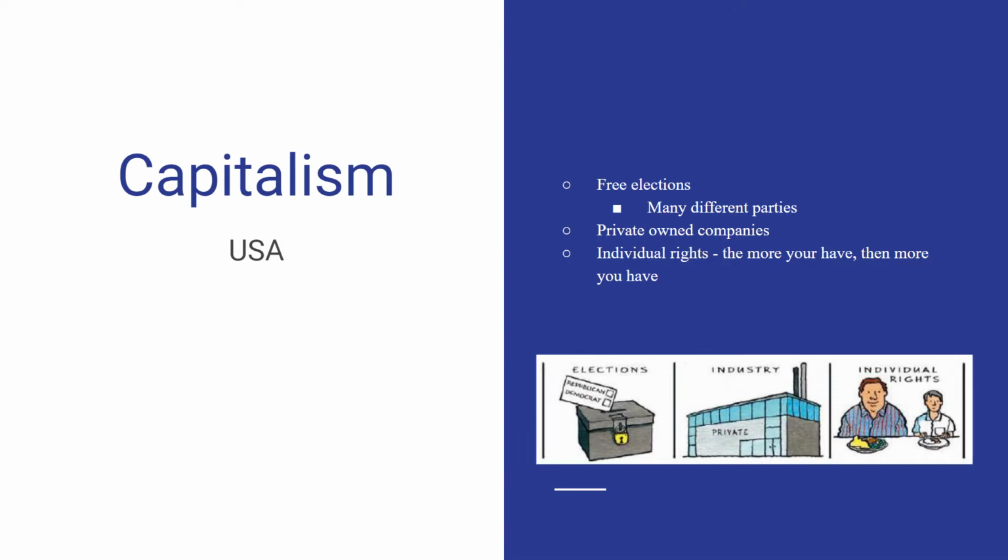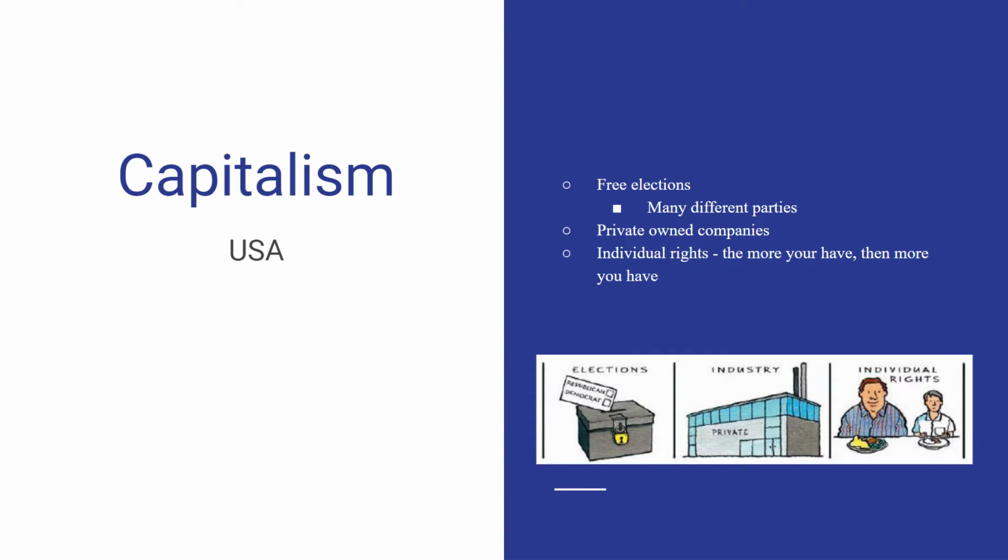Then there's individual rights. The more you have, then the more you have. It's very simple. They say if you work really hard, then you get more, but that's not always true. Some people work very hard and still don't get much. But basically, if you have a lot, you've got a lot. If you don't have very much, you don't have very much. No one's really giving you things, or, we do have aid for people that are poor, but basically, if you're rich, you don't have to support poor people.